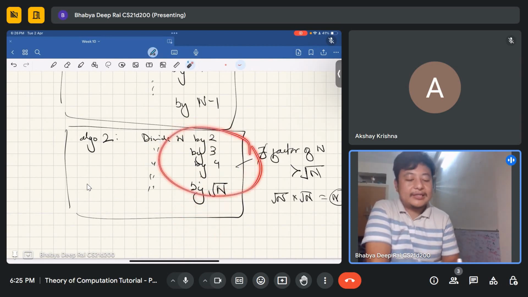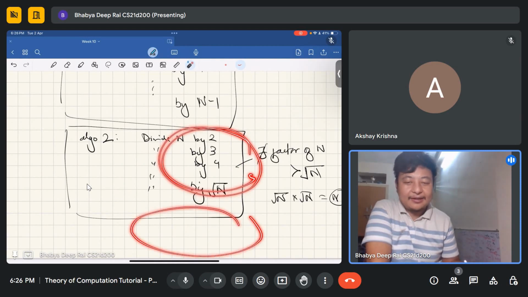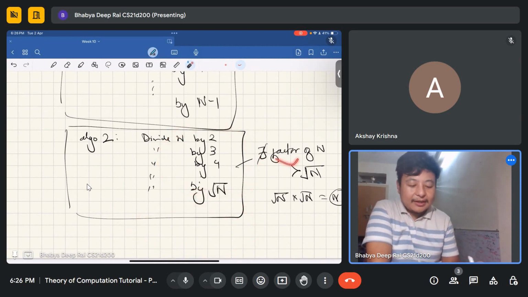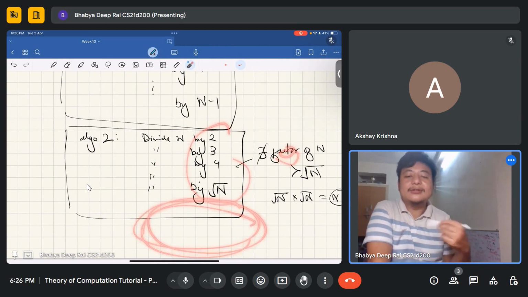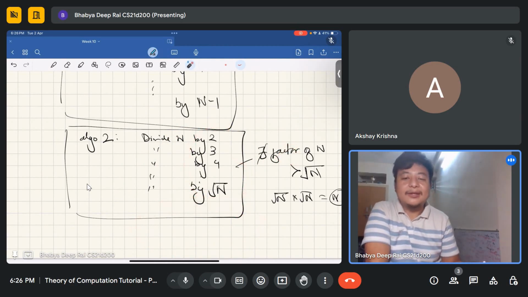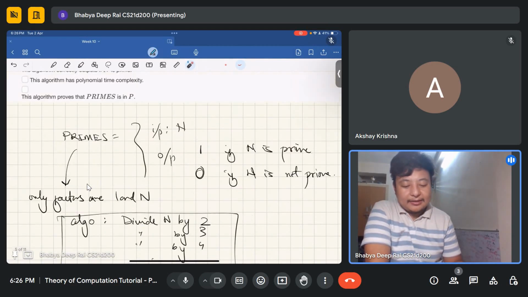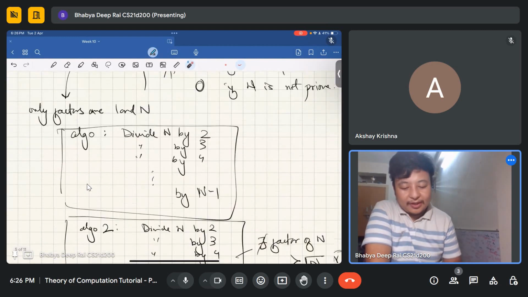So if none of these numbers actually divided number n, then obviously these multiples of 2, 3, 4 until root n will also not divide the number n, right? So that is the idea. You go only till root n, and so this algorithm looks good, right?